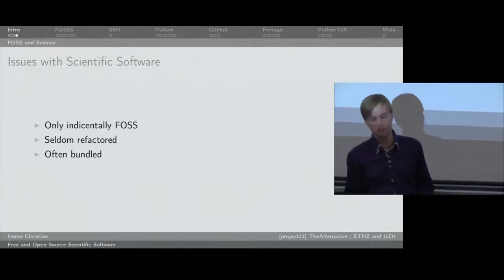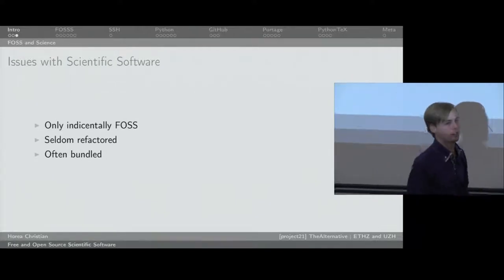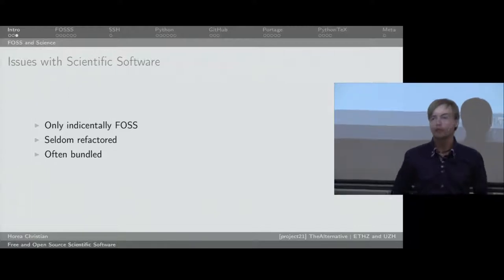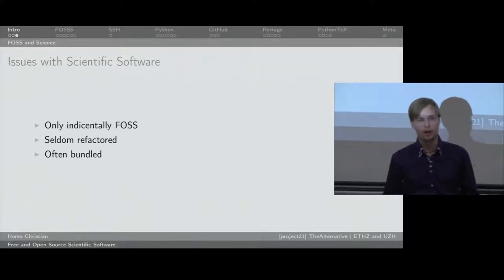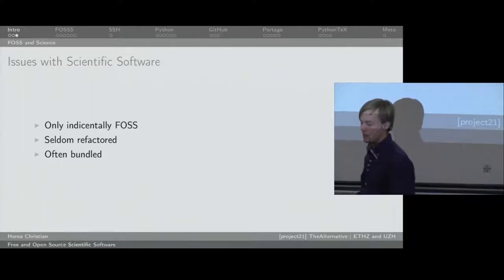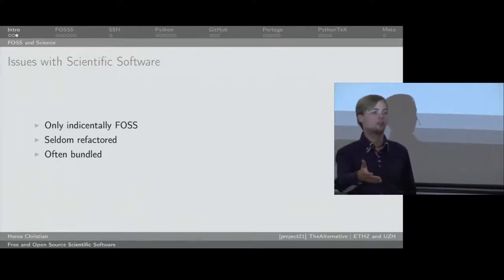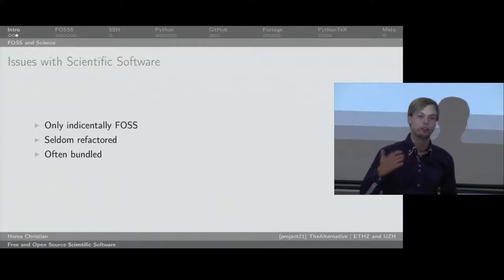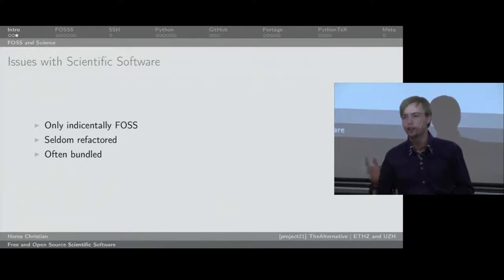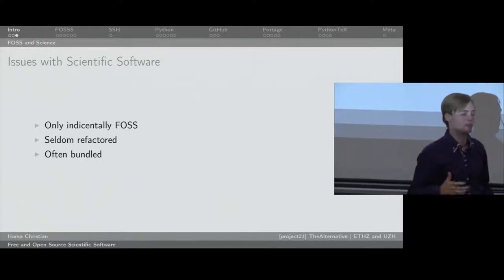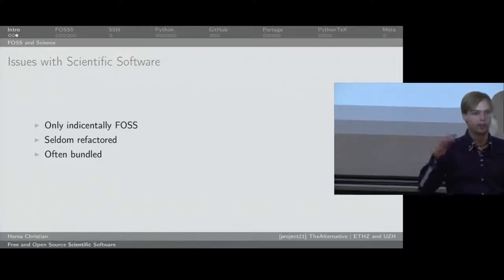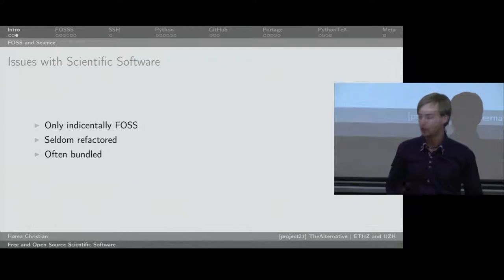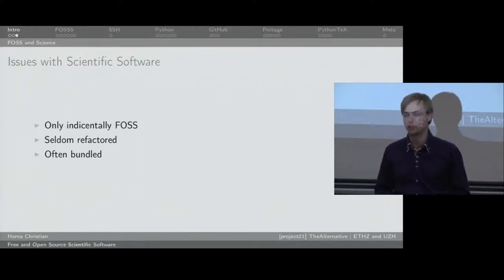So the issues with scientific software: I've already talked about the first, it's great that most of it is free and open source, but it's only incidentally free and open source. Also, it's seldom refactored. This is something which I talked about when I said that it evolves organically, meaning that very seldom in scientific software do you have people who sit down and say, okay, let's completely redesign this so that it makes sense from the software point of view. This is sadly infrequently done.